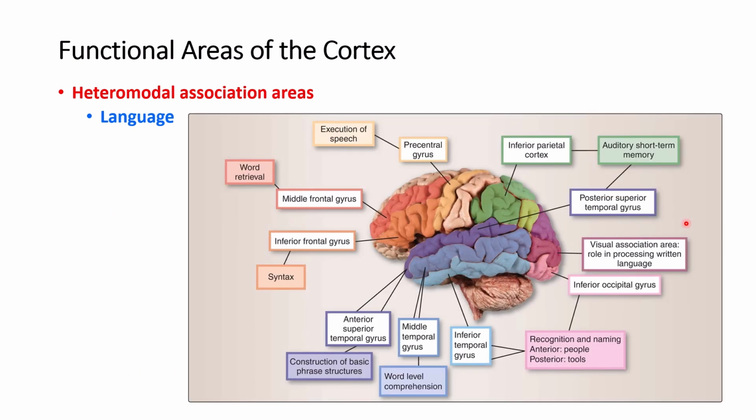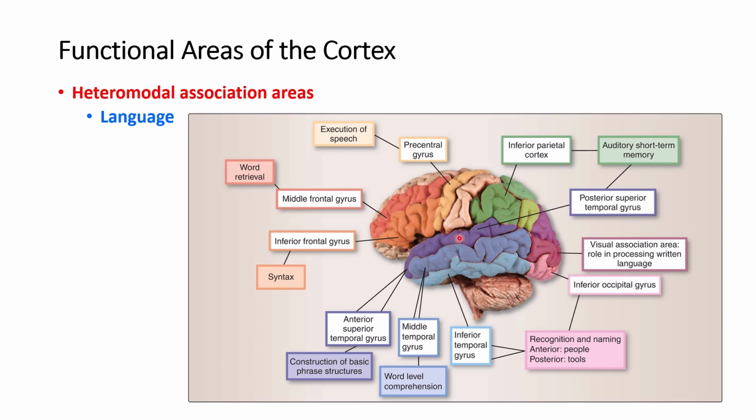This is a more detailed part of the language. So we can start from here. Again, this is the central sulcus, this is the precentral gyrus, which is important for voluntary movement, and that's for execution of speech. So you have to make a decision when you talk, and then this is the execution of speech. The middle frontal gyrus is responsible for retrieval of the word. The inferior frontal gyrus is responsible for syntax.